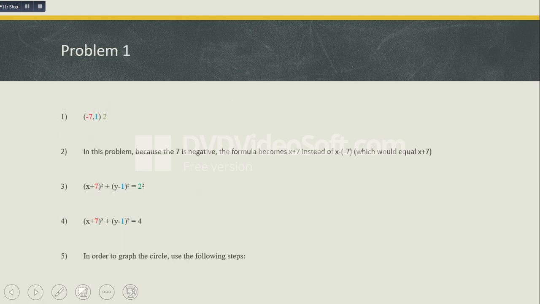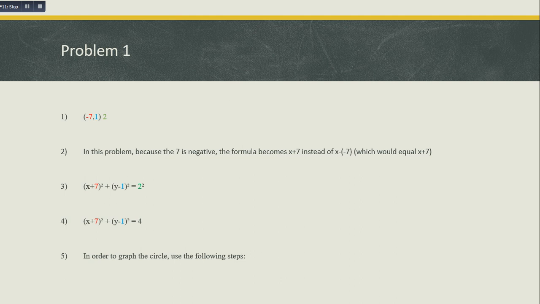In this problem, the center is -7, 1, with a radius of 2. The h is negative, so the formula becomes x plus 7 instead of x minus -7, which would just equal x plus 7. So, using the formula, (x plus 7) squared plus (y minus 1) squared equals 2 squared, which is 4, the answer to your radius squared.